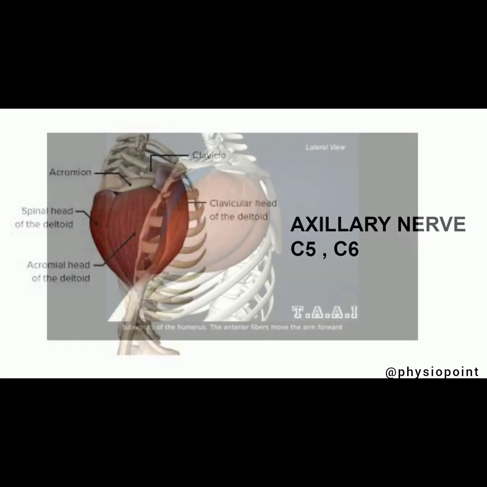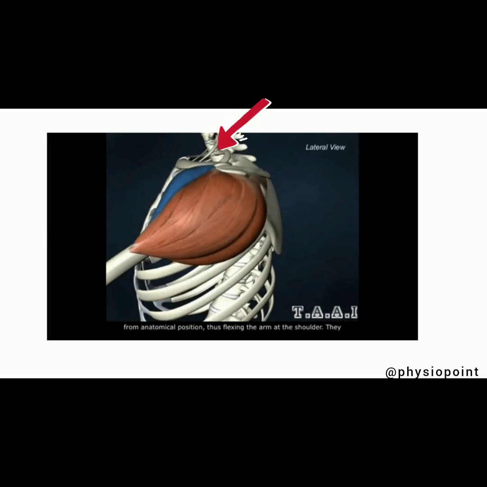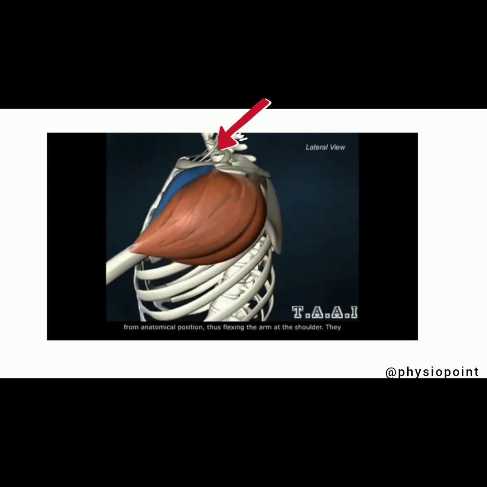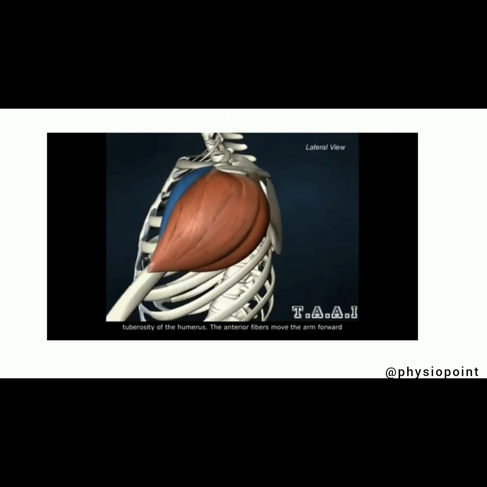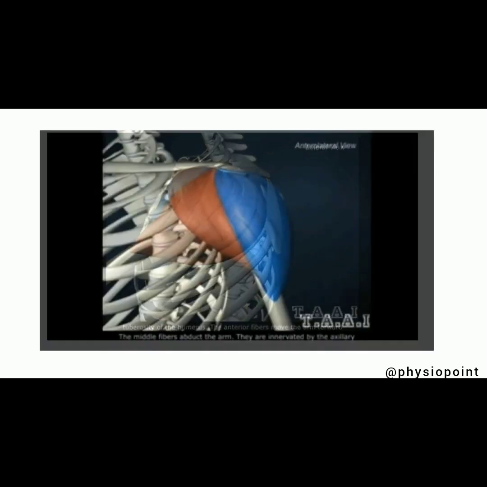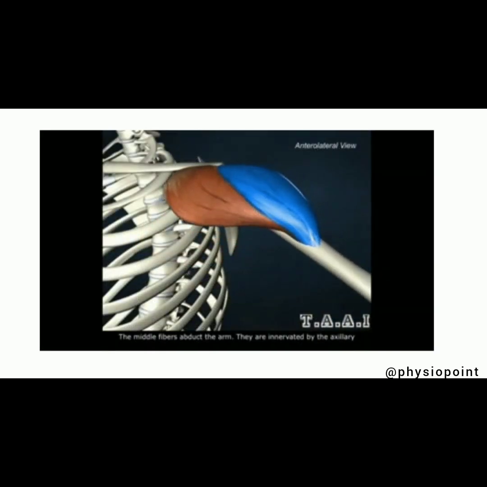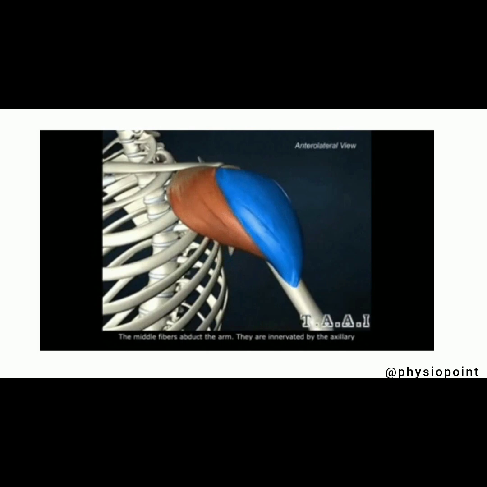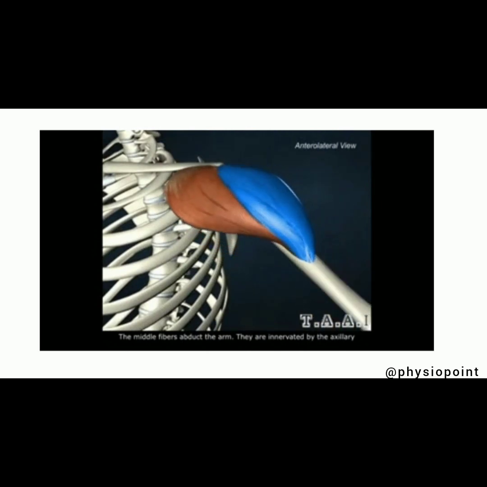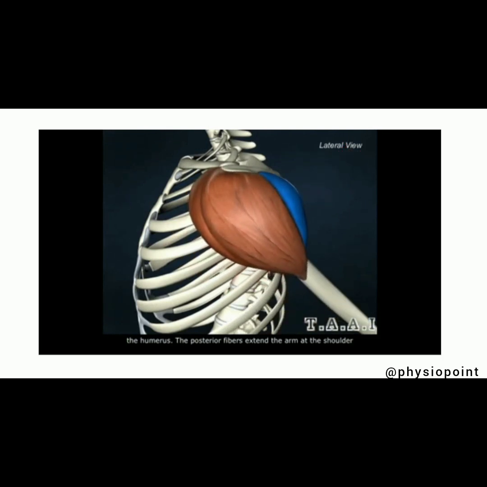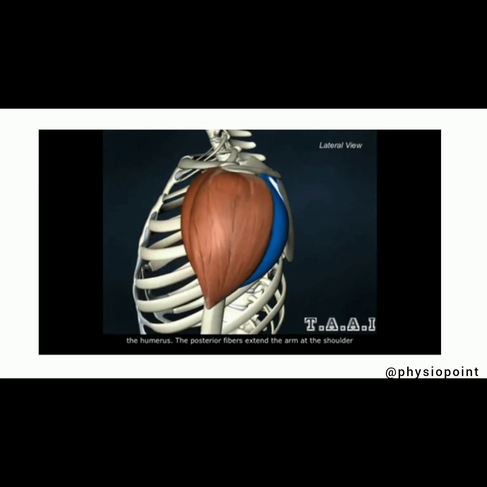Coming to the action of deltoid muscle, as I said already, it consists of 3 fibers. The anterior fibers are responsible for the flexion of the arm at the glenohumeral joint and also for the medial rotation of the arm at the glenohumeral joint. The middle fibers of the deltoid are responsible for the abduction of the arm at the glenohumeral joint. And the posterior fibers of the deltoid are responsible for the extension of the arm at the glenohumeral joint and lateral rotation of the arm at the glenohumeral joint.